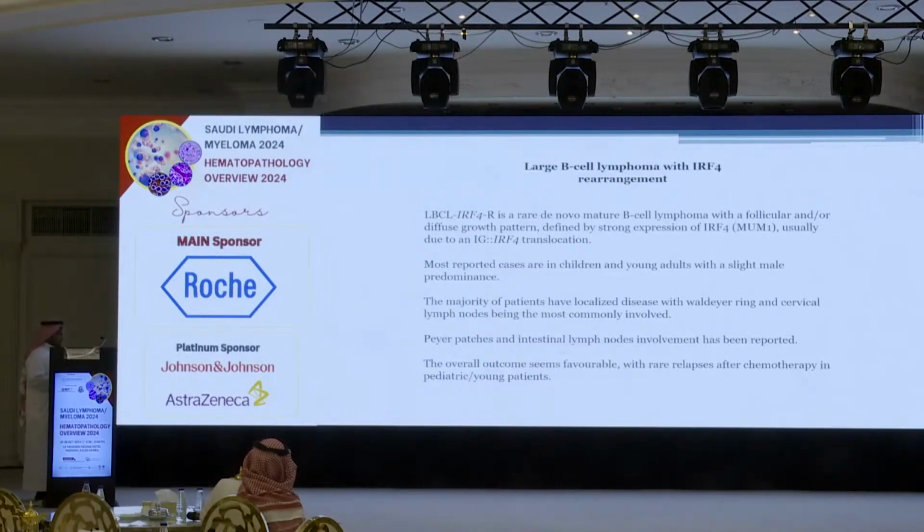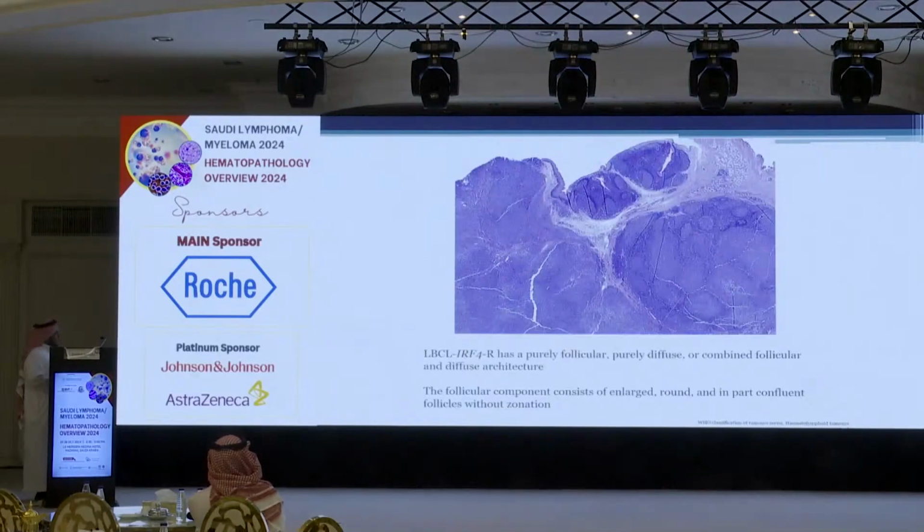The overall outcome seems to be favorable. Those patients are usually treated with the diffuse large B-cell lymphoma protocol, and they respond very well to that protocol. Histologically, we can see a follicular-like growth pattern with some areas of more diffuse architecture. Most of the cases present with a combined follicular and diffuse growth pattern. Usually, the follicles are enlarged and rounded, and there is no zonation at low power.